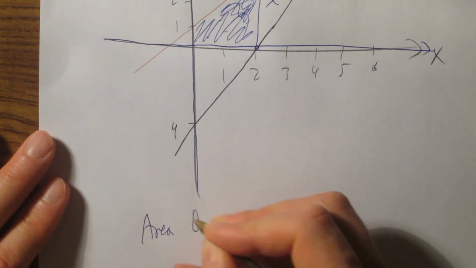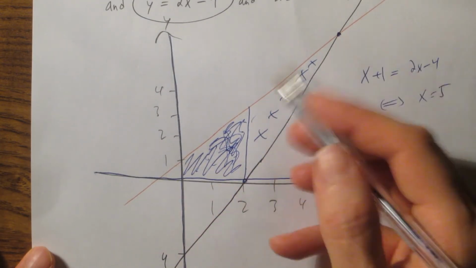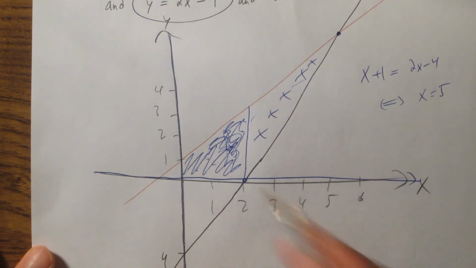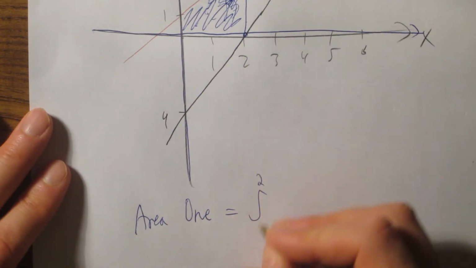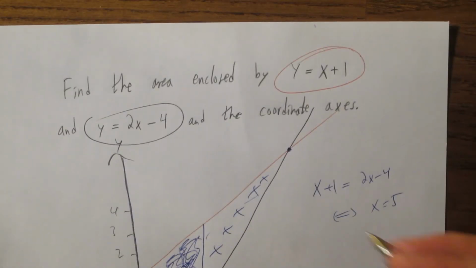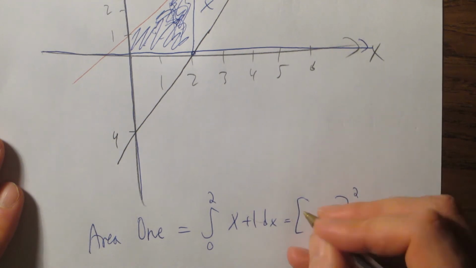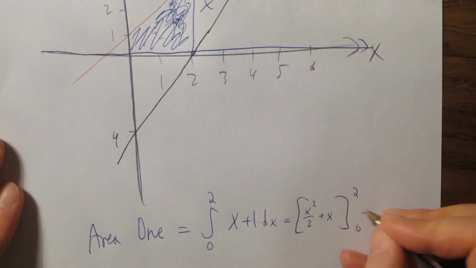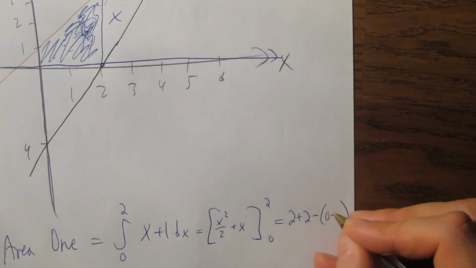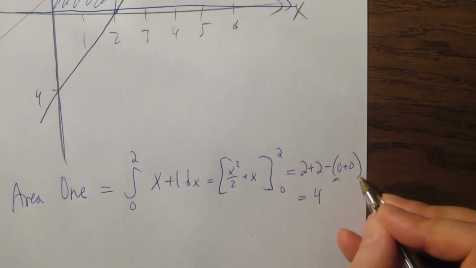Area 1, this one, is just the area between the red graph and the horizontal axis from 0 to 2. So it's the integral from 0 to 2 of this function x plus 1. So it's 2 plus 2 minus all of 0 plus 0. Yeah, I know it's 0, but I'm going to write it out because I want to emphasize that you need the brackets.